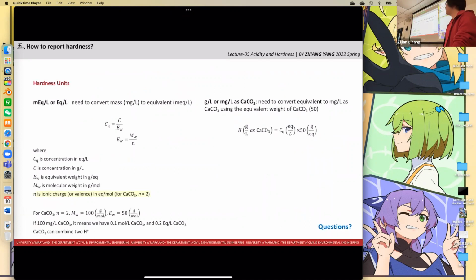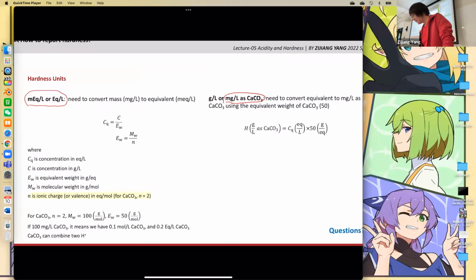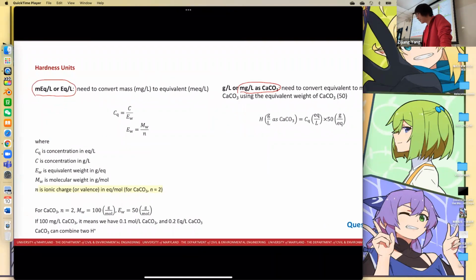And then when we are reporting the hardness, we are going to use some units, and it may also involve some calculations. As we mentioned, we use milligram per liter as calcium carbonate as the units of hardness. But sometimes we may also use milliequivalent per liter or equivalent per liter to express the hardness. So let's look at this one first.